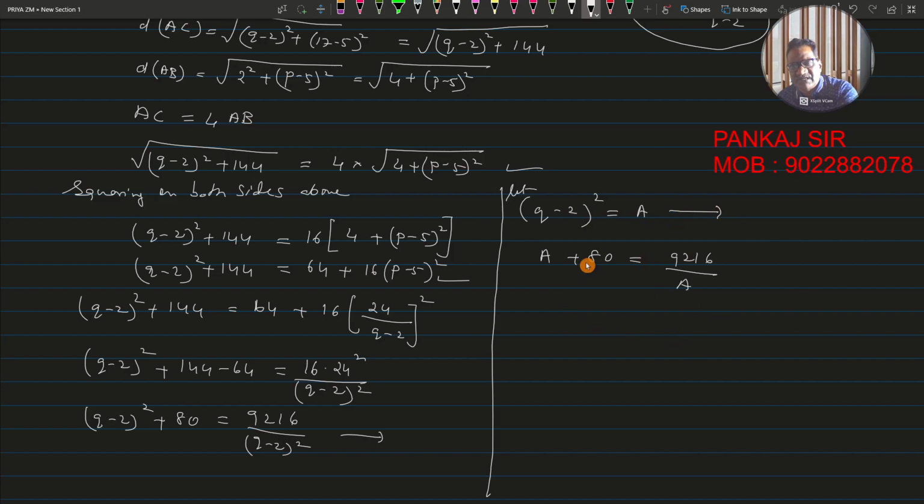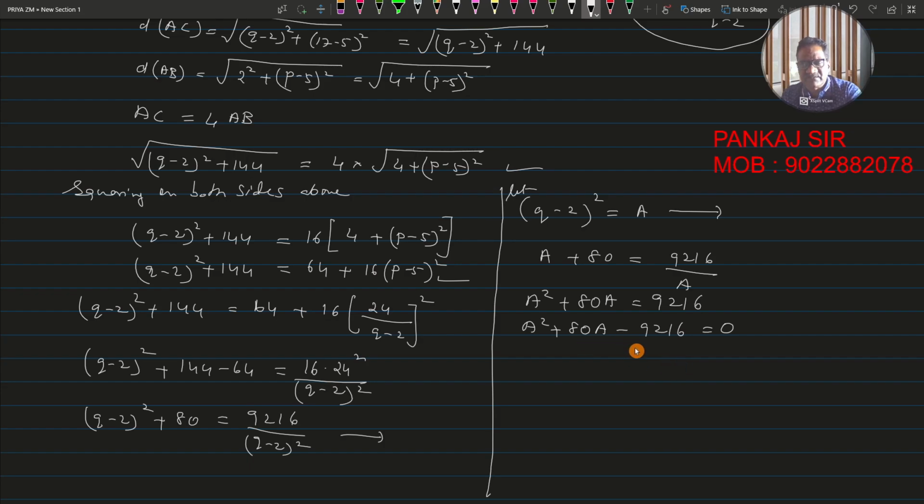Okay. Now this a, if I bring here, it will be a square plus 80a equal to 9216. Okay. So a square plus 80a minus 9216 is equal to 0. This is a quadratic equation I am getting in a. Now let us try to solve this quadratic equation and try to find out the value of a.